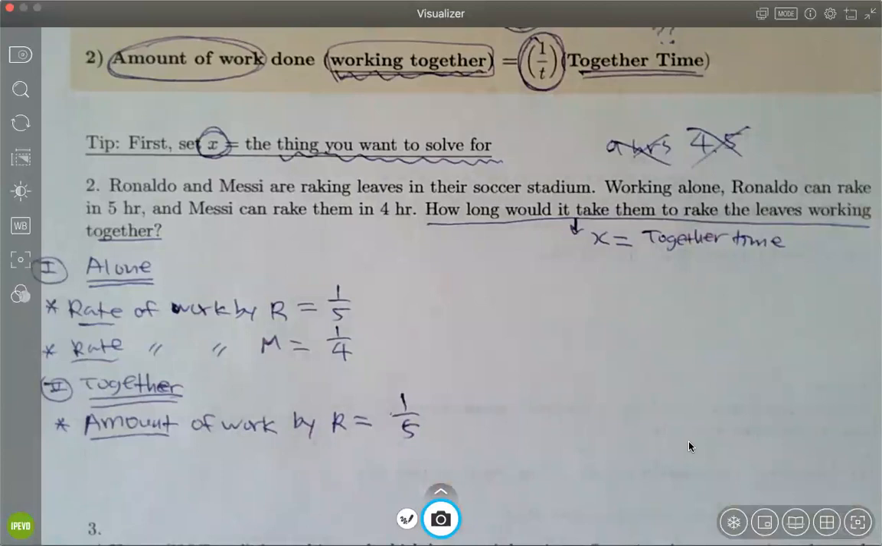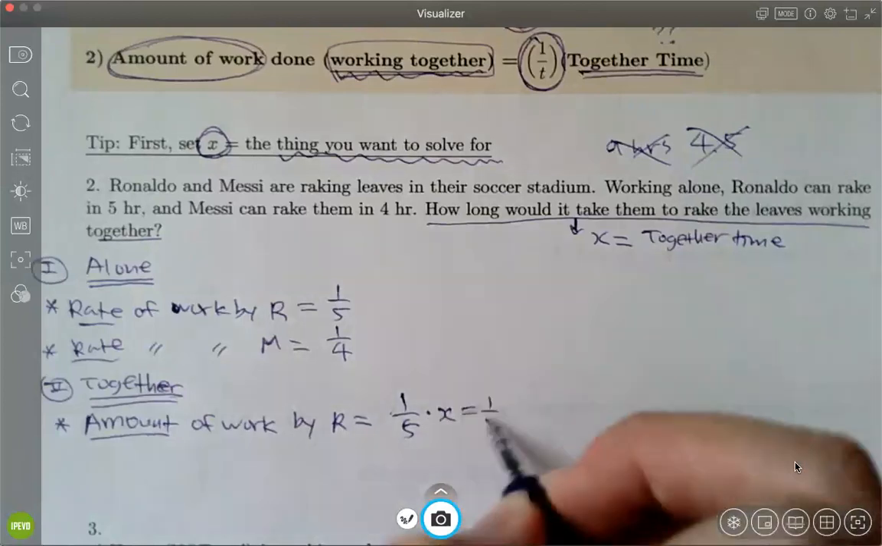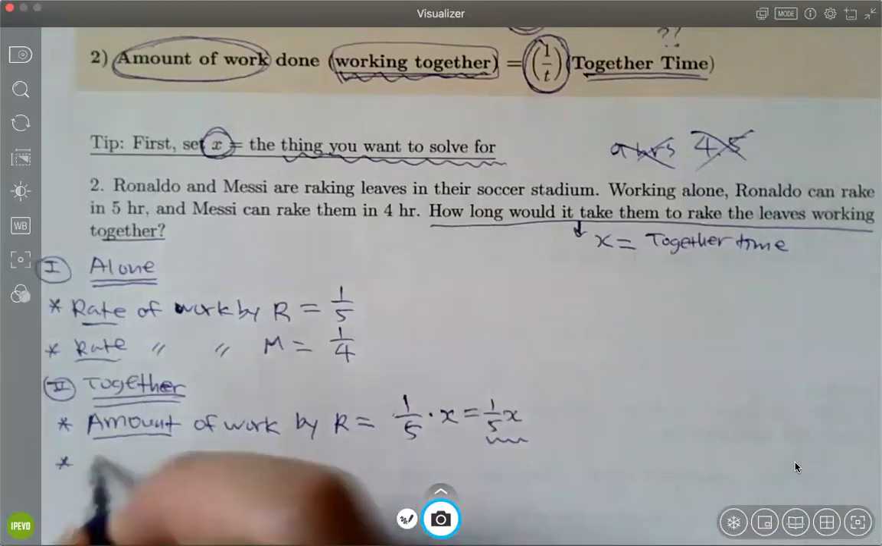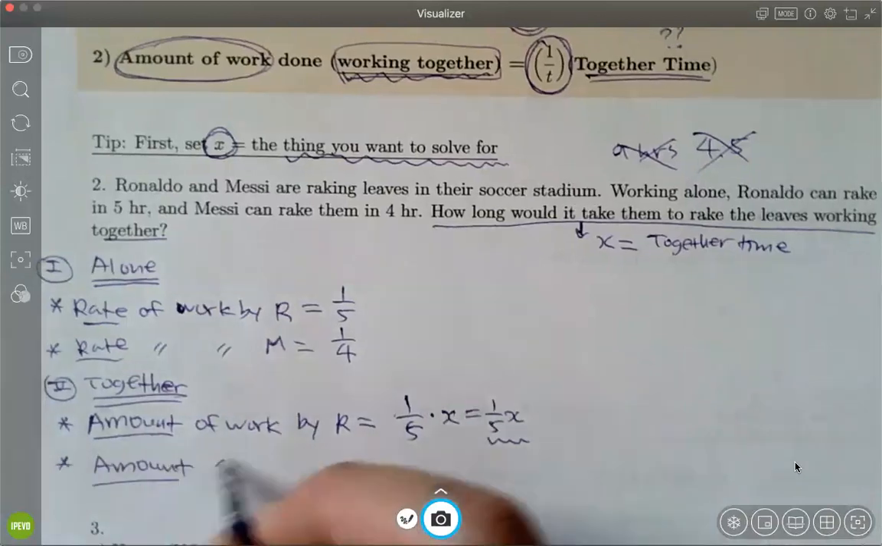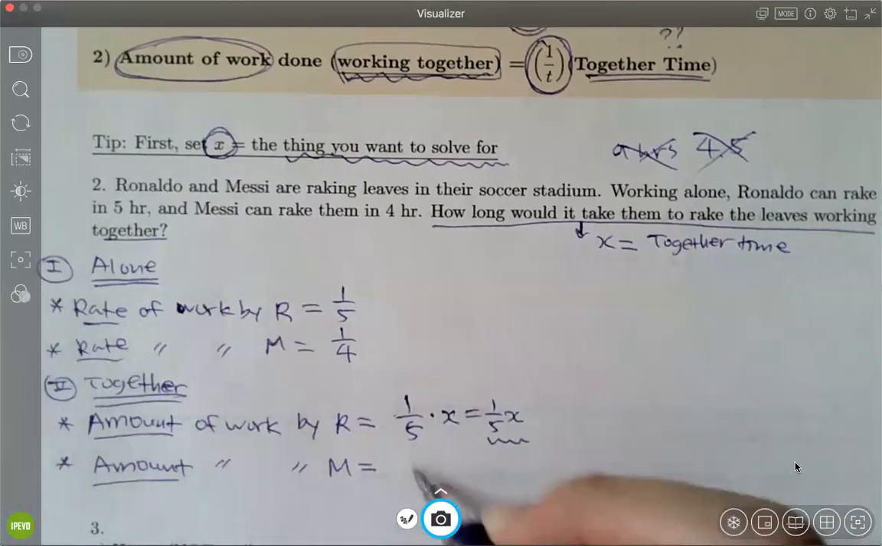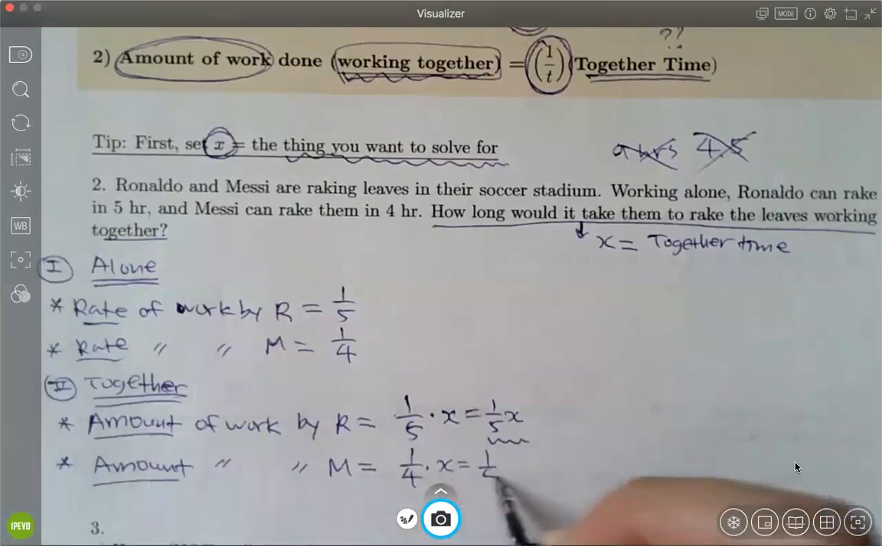Is together time equal to 9? No. What's the together time? Like, what did I write on this problem as together time? X, yeah, right? So 1/5 times x, and what's that equal to? 1/5x, right? Okay. And now, what's the amount of work by Messi? 1/4x. Yeah, 1/4x, right? Due to the same reason. Okay, so we have 1/4x.